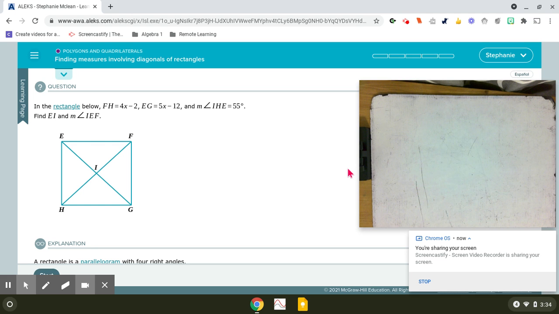Hi guys, today I'm going to go over finding measures involving diagonals of rectangles.